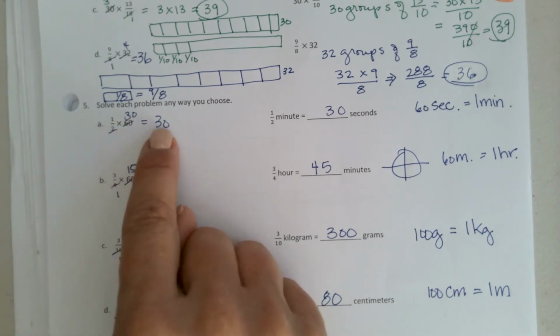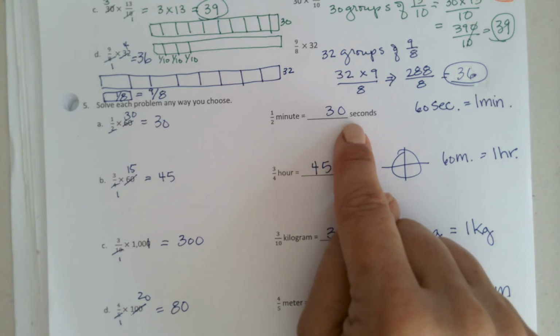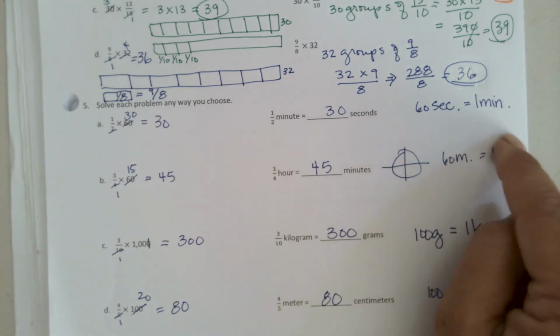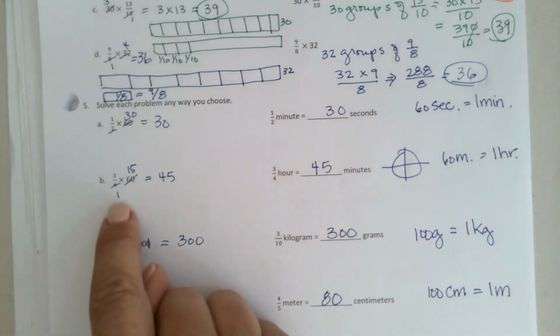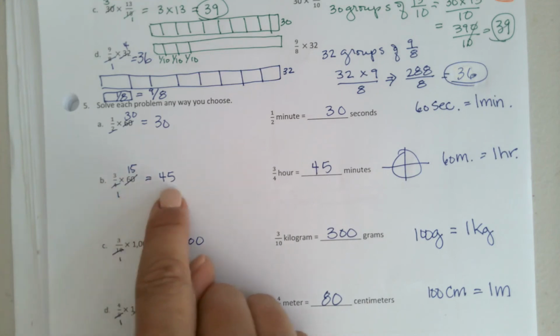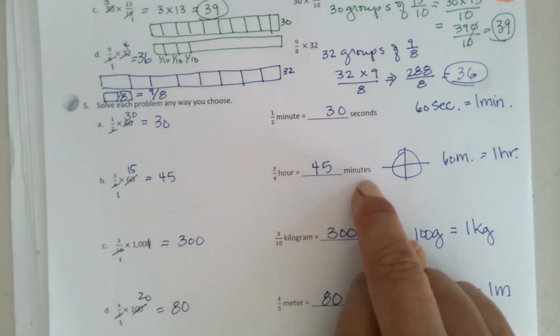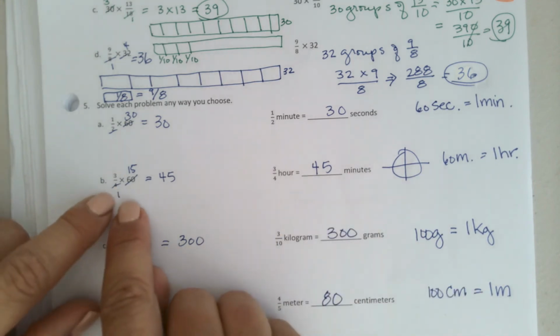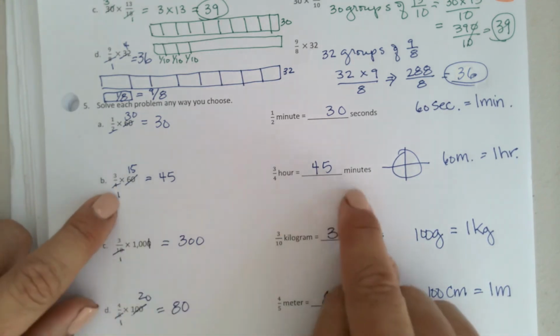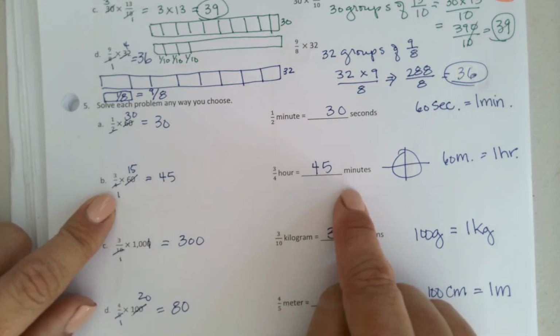Then down here, I did the multiplication. I did my cross-canceling. 1/2 of a minute is 30 seconds, knowing that 60 seconds is equal to 1 minute. 3/4 times 60 is really 45. So 3/4 of an hour is 45 minutes. Do you see the relationship between 3/4 times 60? It's 3/4 of an hour.